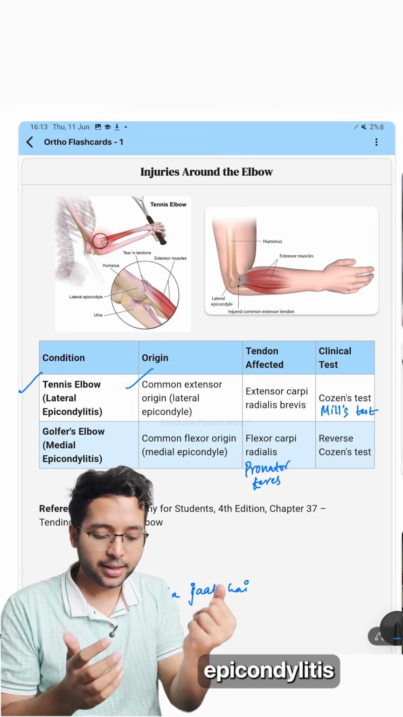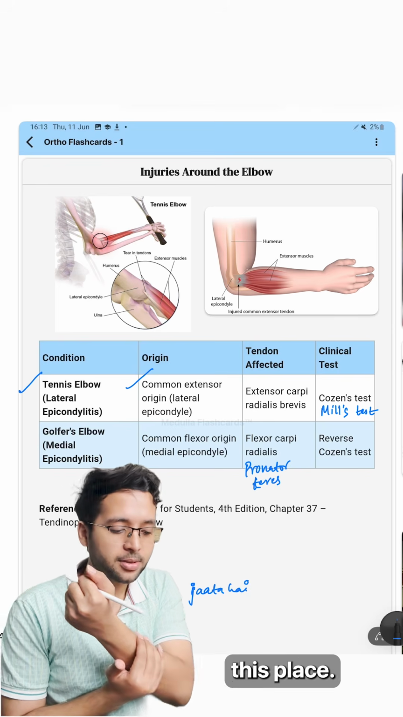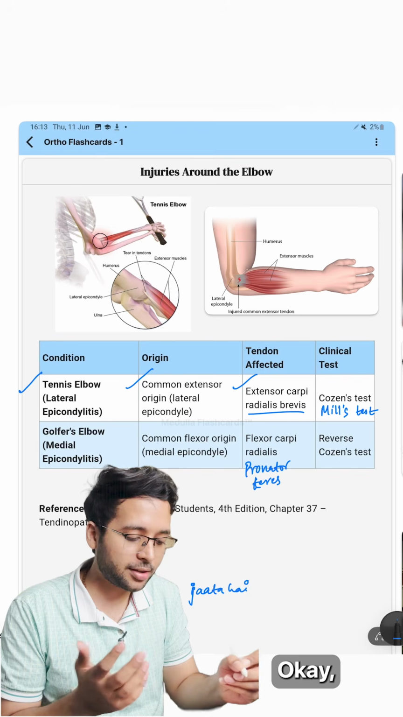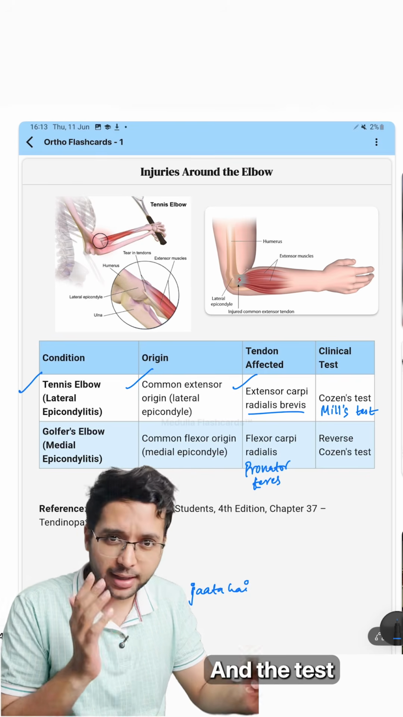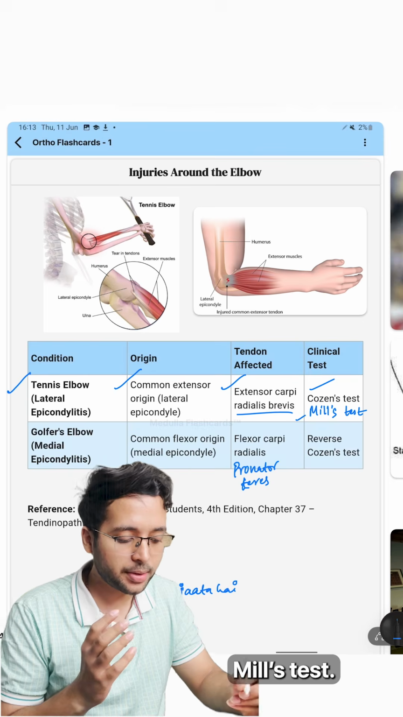And lateral epicondylitis, meaning here, is basically the inflammation of the tendons originating from this place. The most commonly affected tendon is the extensor carpi radialis brevis. So you just have to remember this. And the test we use to identify tennis elbow is Cozen's test or Mills test.